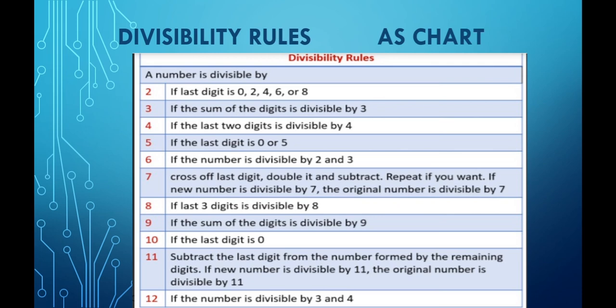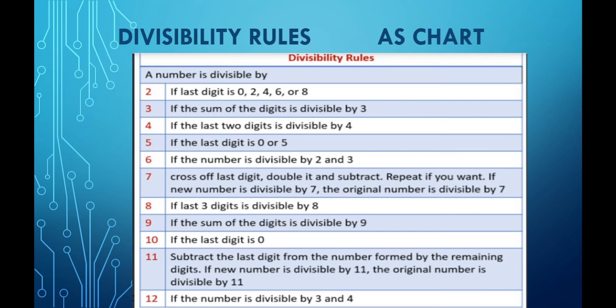11 and 12 I have written. If you are in a very junior class, then it is not required for you right now. But once you go to a higher class, it is very much required as well. So you can learn from this chart as well. Subtract the last digit from the number formed by the remaining digits. If the new number is divisible by 11, the original number is divisible by 11 as well.